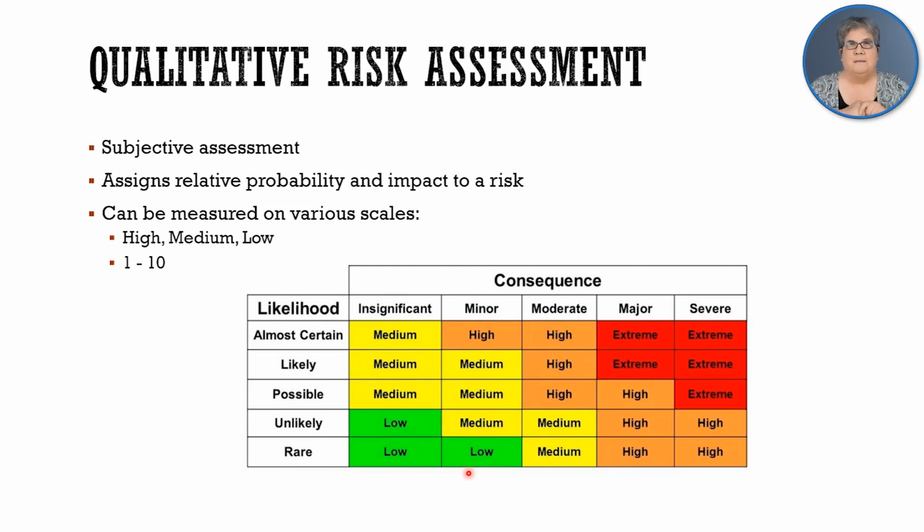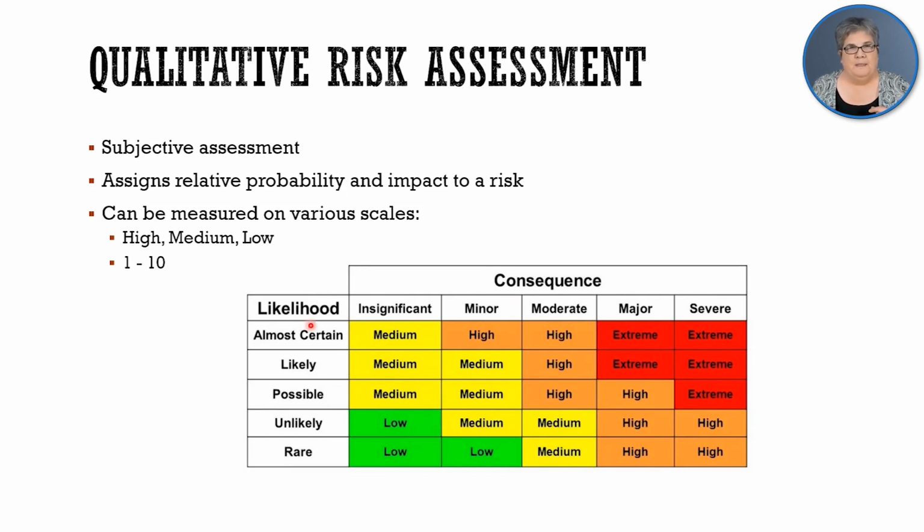And yes, you need to understand this because you need to understand why your client puts emphasis on things. The qualitative is subjective. It assigns probability and impact. It can either be on a scale of 1 to 10 or it can be high, medium, low. So you would have the likelihood of something happening versus the consequence, okay?